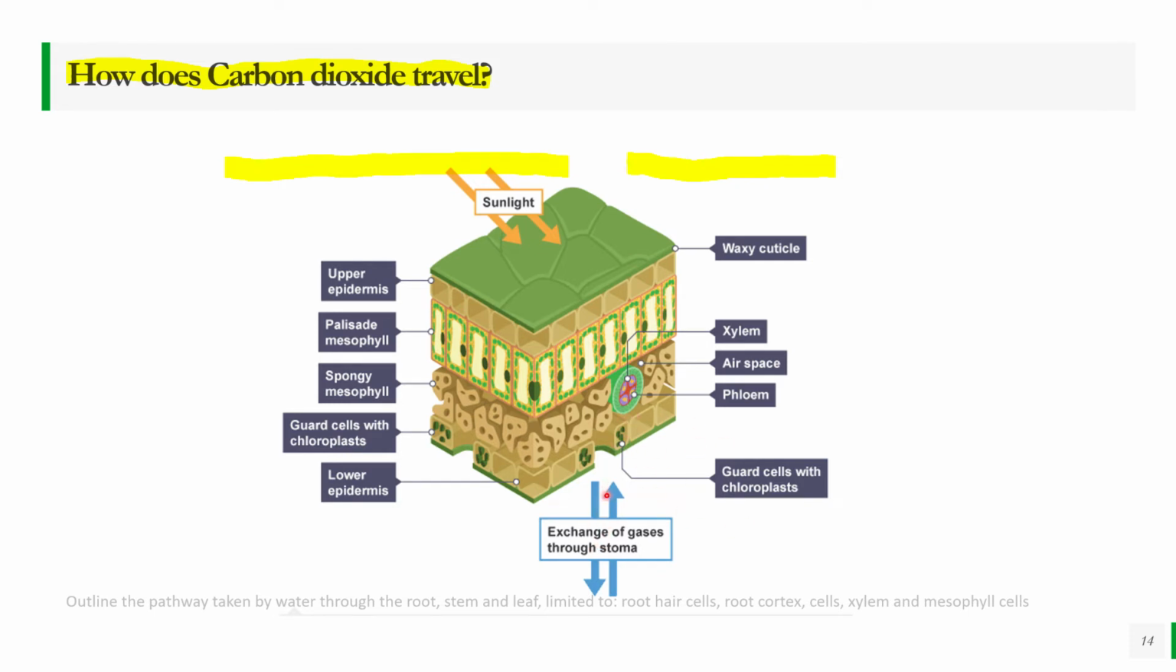Okay, so if you look here, carbon dioxide will enter, and then here you will have the air space. Now inside the air space, that's where basically the exchange of gas will happen. So simple. Carbon dioxide goes in through the stomata, and it diffuses into the mesophyll cells, which will allow it to be used for photosynthesis.